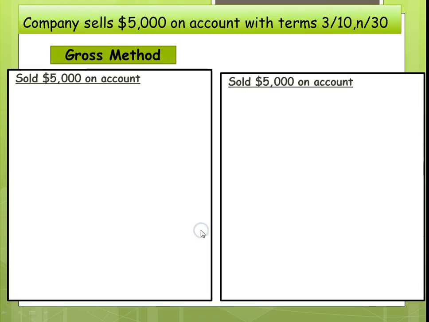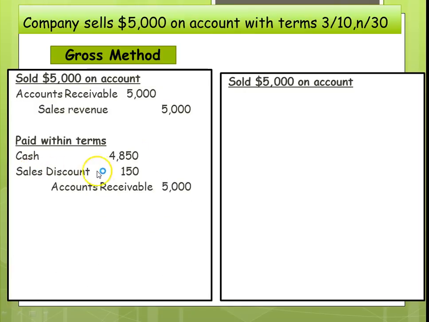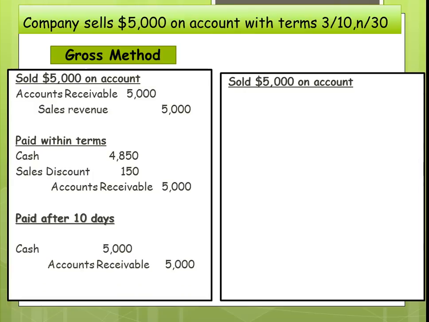Say we had a sale of $5,000 with terms 3%, 10 days, net 30. So for the gross method, we would record the whole $5,000. And if they paid within terms, we would then show the sales discount. We take the whole accounts receivable off the books, but the cash would only be $4,850 because they took the discount. Now, what happens if they paid after 10 days? In that case, we would just record the cash and the accounts receivable.